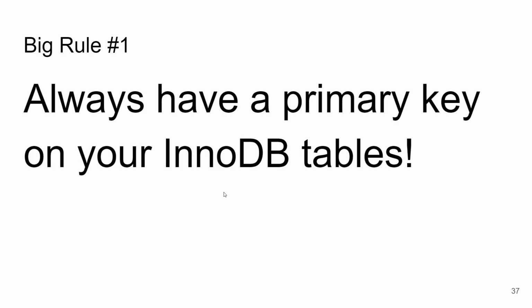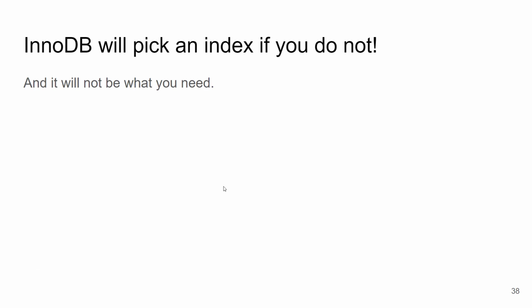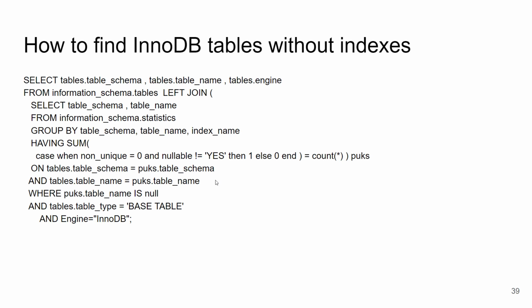Okay, big rule number 1. Always have a primary key on your InnoDB tables. I hate to keep harping on this, but I see all sorts of issues on a regular basis of people saying, my database just doesn't perform. Well, show me what your tables look like. Well, where's your primary key? What if you look at explain for your query, and what is it doing trying to find the information? So please do that. As I mentioned earlier, InnoDB will pick an index if you do not, and it will not be what you need.